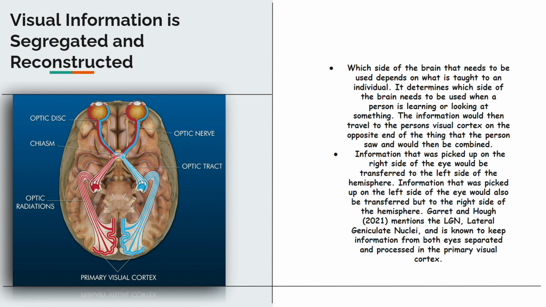Information that was picked up on the right side of the eye would be transferred to the left side of the hemisphere. Information that was picked up on the left side of the eye would also be transferred, but to the right hemisphere, or the right side of the hemisphere. Garrett and Hugh, 2021, mention that the LGN, lateral geniculate nuclei, is known to keep information from both eyes separated and processed in the primary visual cortex.